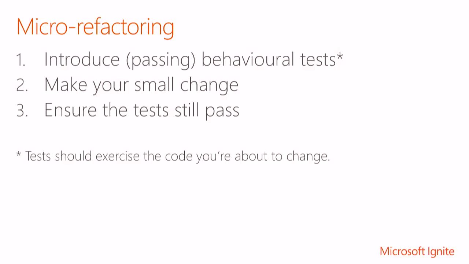So introduce a behavioral test. Who's seen Cucumber, Gherkin syntax, given, when, then type stuff? That's what we want. We want tests that do that. Given this scenario, when this happens, expect these results. Make your changes, make sure the tests still pass. That's it. So the behavior tests that we're introducing, we would term those as pinning tests.